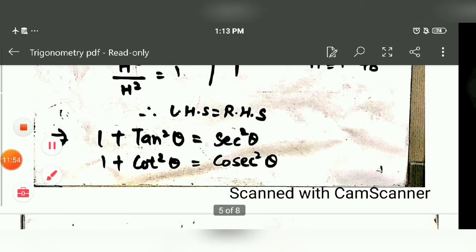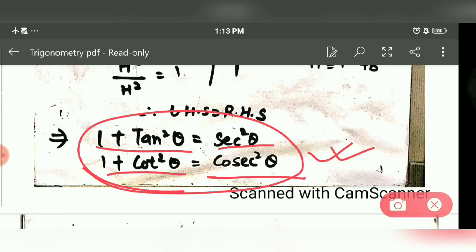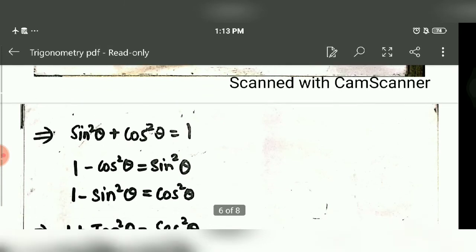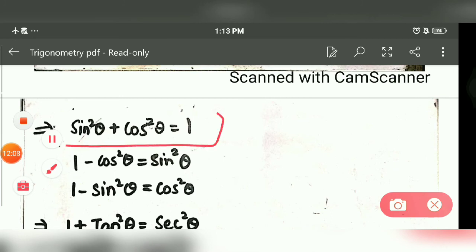So next is 1 plus tan square theta is equal to secant square theta, 1 plus cot square theta is equal to cosecant square theta. You must try it by yourself. You will get the accurate answer for this. Next, sin square theta plus cos square theta equals to 1.